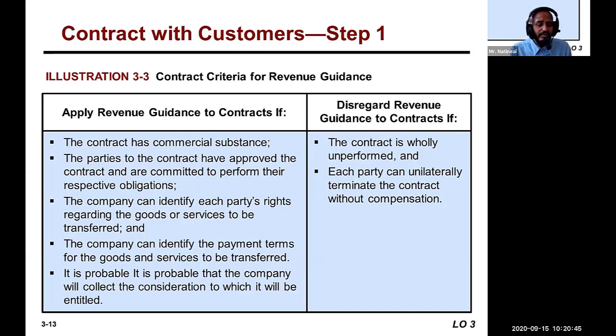Disregard revenue guidance if the contract is wholly unperformed and each party can unilaterally terminate the contract without compensation. Not bilateral, unilateral: each party can unilaterally terminate the contract without compensating the other party.